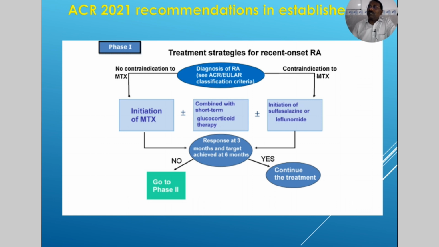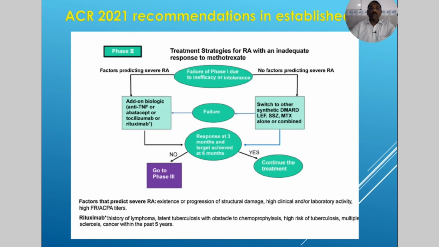And then take the help of the steroids or the NSAIDs for the time being. When the patient is responsive, continue the same treatment. When the patient is not responsive in the follow-up treatments, then you go to the second one. So what is here? Here the factors predisposing to severe rheumatoid arthritis or no factors predicting severe rheumatoid arthritis. And switch to the other DMARDs.